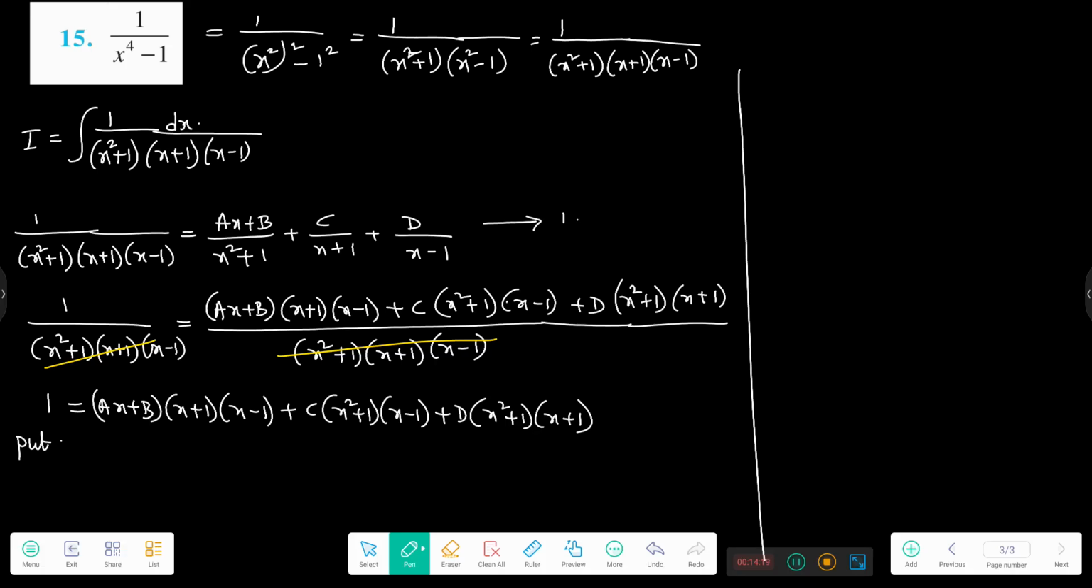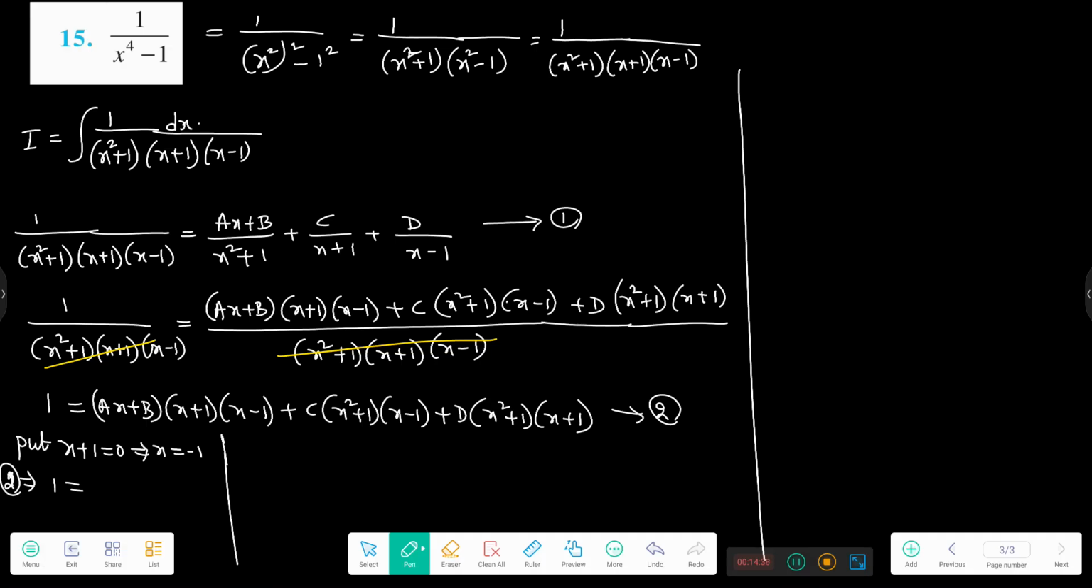Let's take this one, this will be answer number 2. Put x plus 1 equal to 0. This implies x is equal to minus 1. I'm getting x is equal to minus 1. Left hand side, nothing, so we have 1.